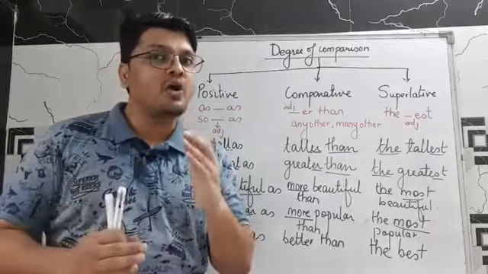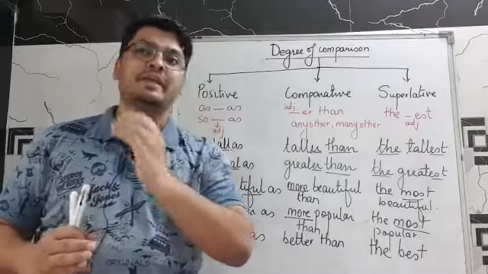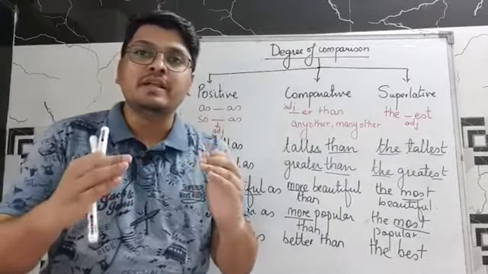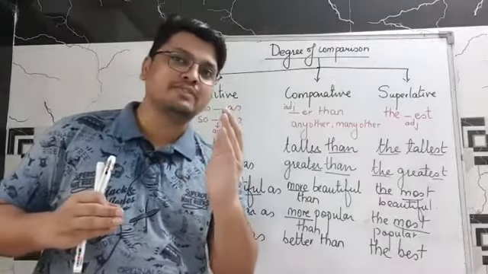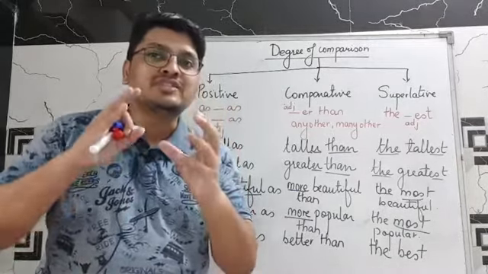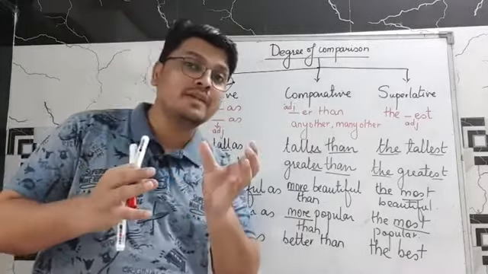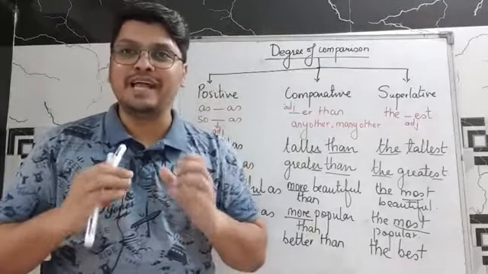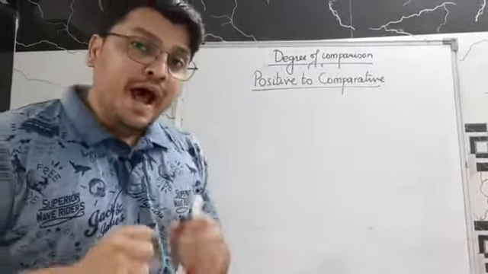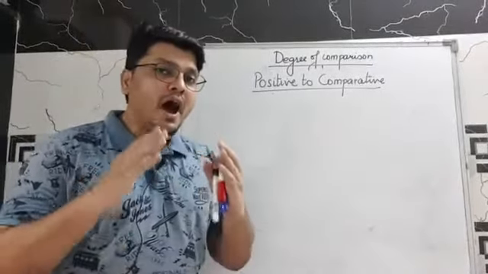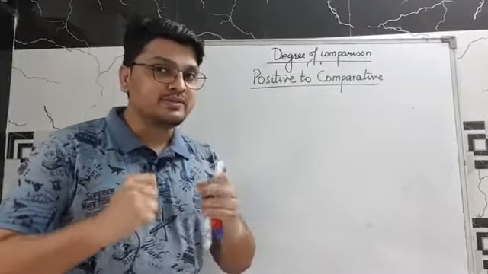Now let's see how to convert the positive degree into the comparative degree. What we will do is learn it through the structure. As you know, in past videos also, I used structure to change from one sentence to another. So let's see the transformation. Now we will see how to change positive to comparative. Now I'll give you the structure.